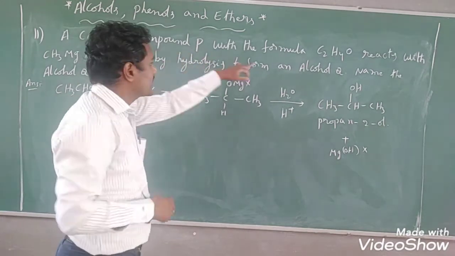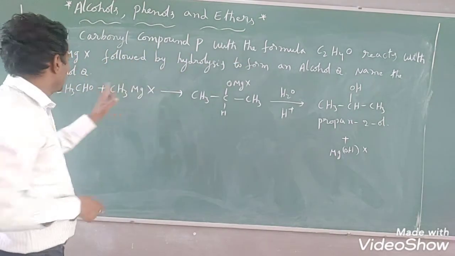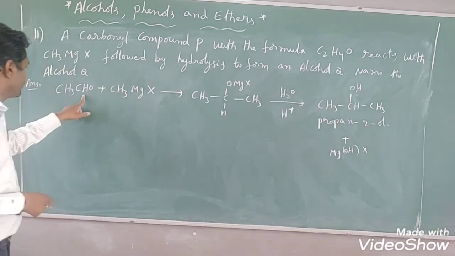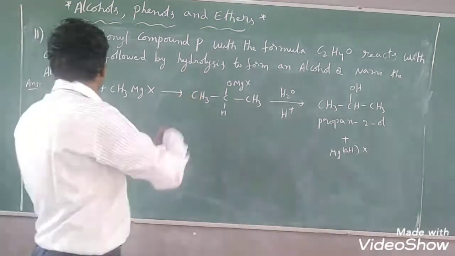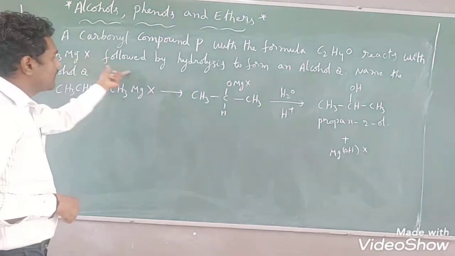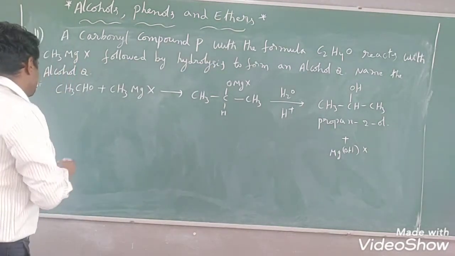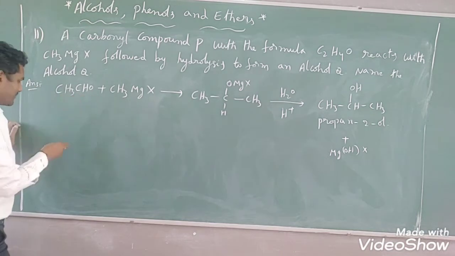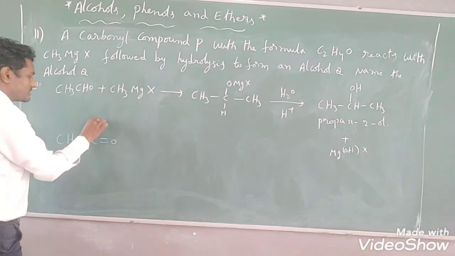So it requires minimum 3 carbon atoms to get a ketone. So, definitely the given compound is an aldehyde. Based on this, we can identify. C2H4O means CH3CHO, an aldehyde. It reacts with CH3MgX, Grignard reagent, followed by hydrolysis to form an alcohol. How will it form? We'll see that, students. Let us take now the aldehyde, CH3C double bond O H.